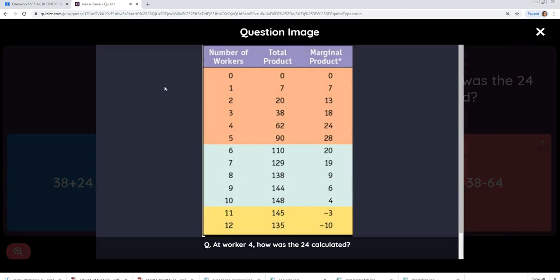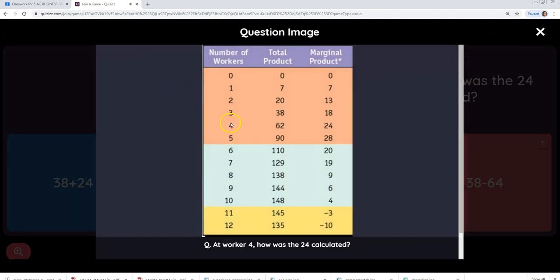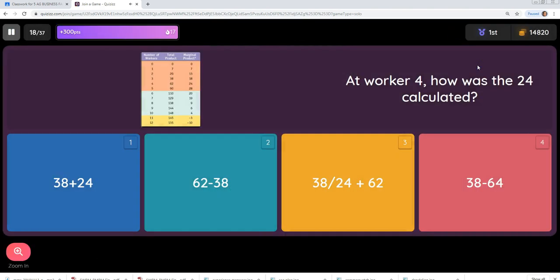At worker 4, how was the 24 calculated? Marginal product, the increase in total product. 38 to 62, how much is that? Well, you could state that as 62 minus 38, and that would equal 24. Let's see what the choices are. This looks good.